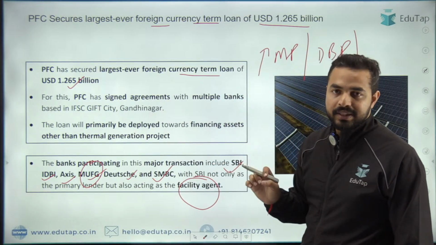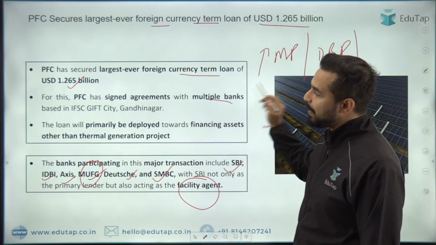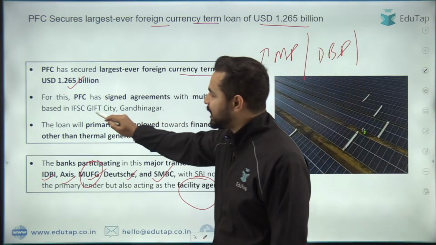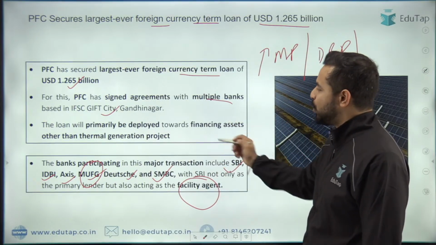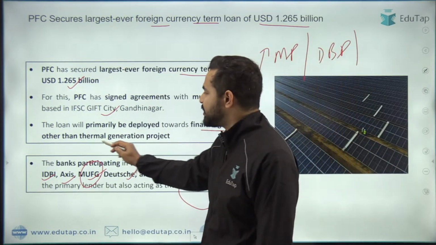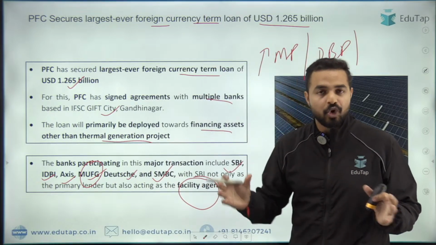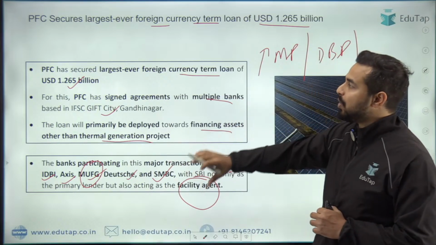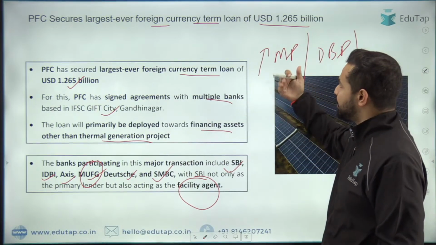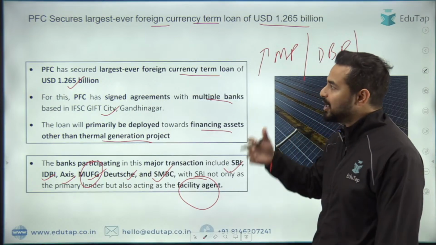PFC हम सभी जानते हैं that it is a central public sector unit. So it has signed this agreement with the multiple banks which are based in IFSC Gift City, Gandhinagar, and this loan amount will be towards financing assets other than thermal generation projects. जो हमारे thermal generation projects हैं उनके अलावा जो projects हैं उनके ऊपर PFC will be using this particular amount, and that's how it will also be able to increase its market presence. It will get more accessibility to the market as well for its products.